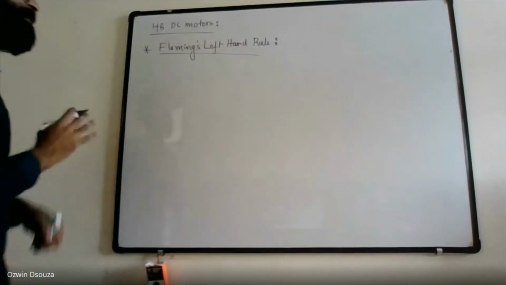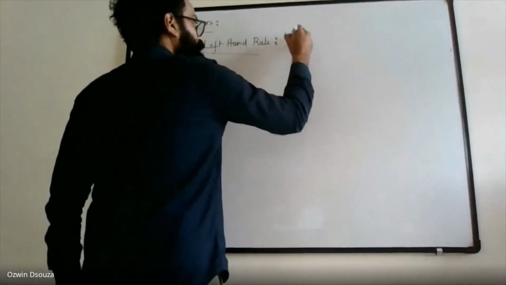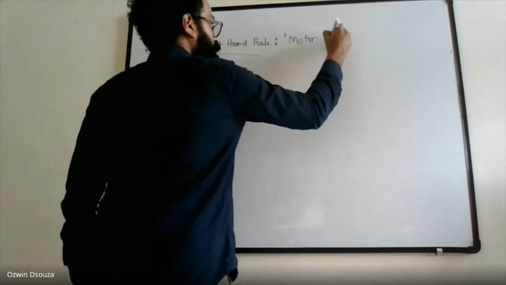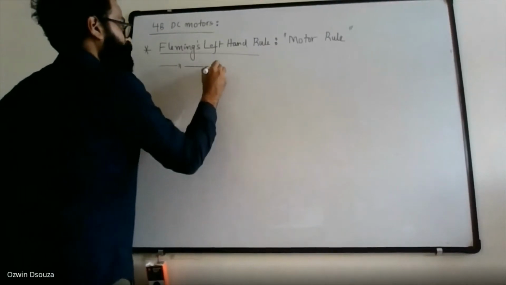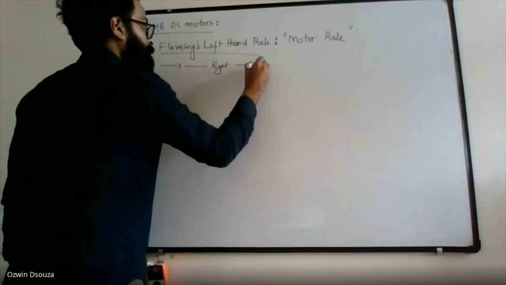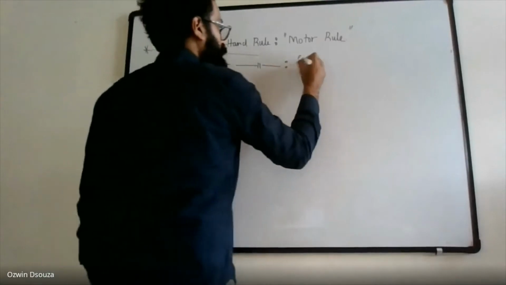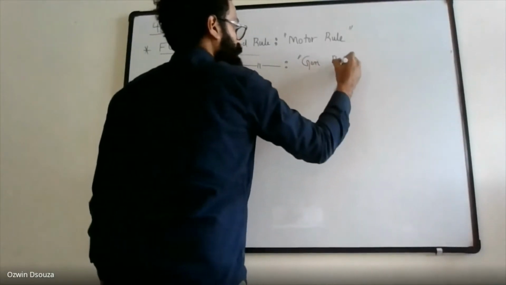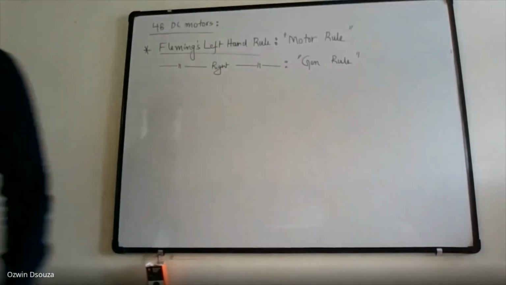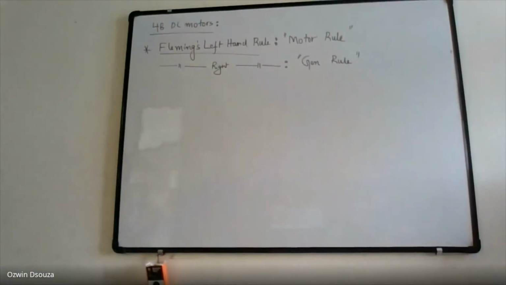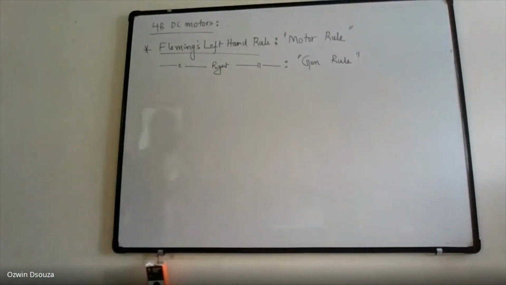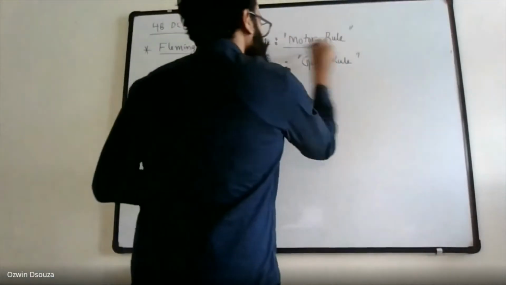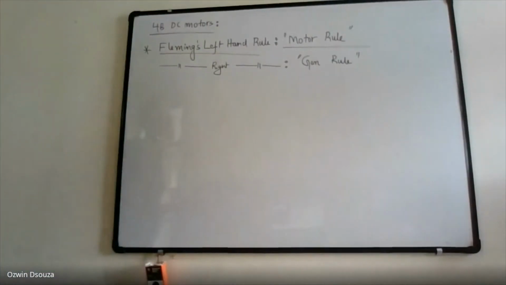So Fleming's left-hand rule is also called the motor rule. On the other hand, Fleming's right-hand rule is called the generator rule. Now, today let us make an attempt to apply Fleming's rule in order to determine the motion of the conductor. So that's nothing but the left-hand rule.